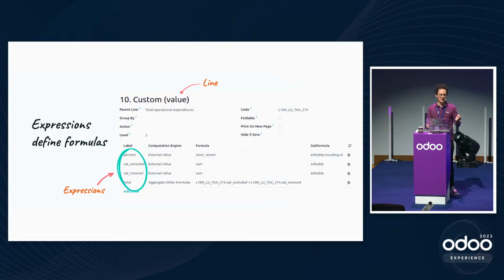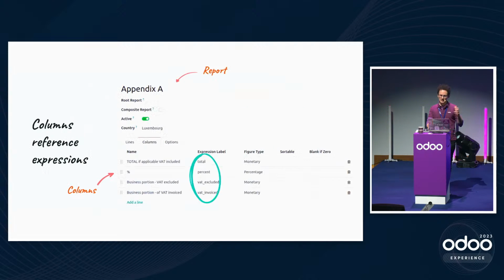It's called expressions. So what is that exactly? On a line, you can define any number of expressions. Those are the values that will actually get computed for this line, and that will be displayed in your report. So basically, you can see an expression as a variable. You give it a name, you give it a formula, and you give an engine to interpret the formula, right? And what you have after doing that is the columns, and the columns reference the expression by using the expression labels.